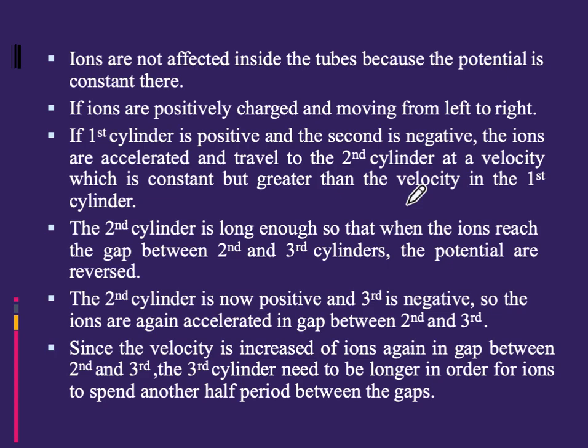If ions are positively charged and moving from left to right, and the first cylinder is positive and the second cylinder is negative, then ions are accelerated to travel through the second cylinder with a constant velocity, greater than the velocity in the first cylinder. The second cylinder is long enough so that when the ions reach the gap between the second and third cylinders, the potential is reversed. Like that it goes on, the velocity increases, and ions gain energy in the gaps between the second, third and fourth, so you can get higher and higher energies whenever it crosses the gaps.